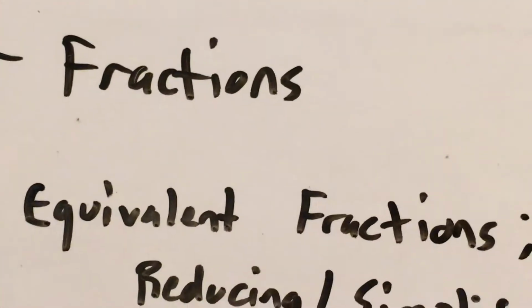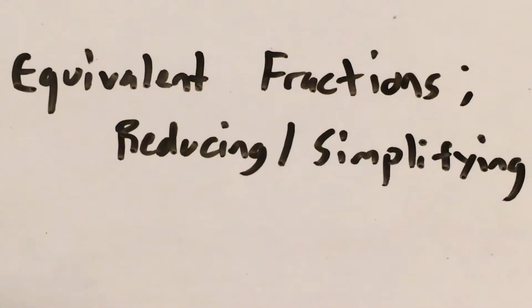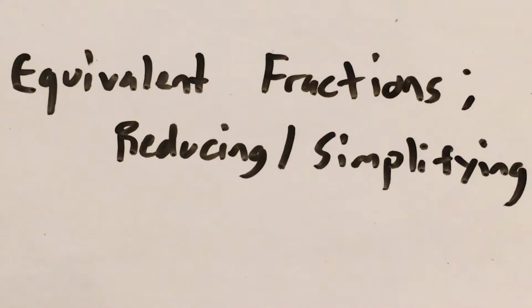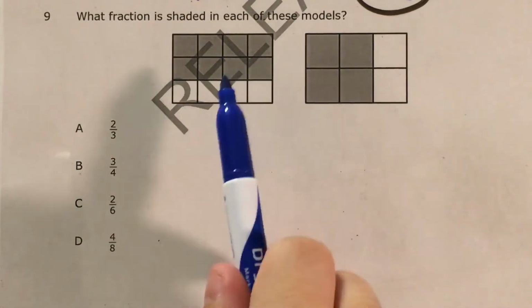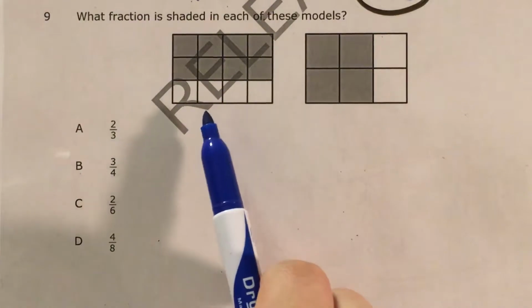Now, in order to do really well on a question like this, you'll need to know your fractions, but you'll also need to know about reducing or simplifying equivalent fractions, seeing if you can take a fraction that's made of big numbers and turn it into one that uses smaller numbers to talk about the same idea or the same part of a whole. So first, let's go ahead and just figure out what fraction is shaded in each of these without worrying about simplifying.